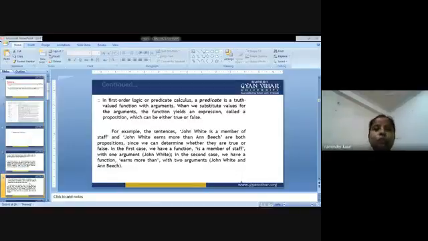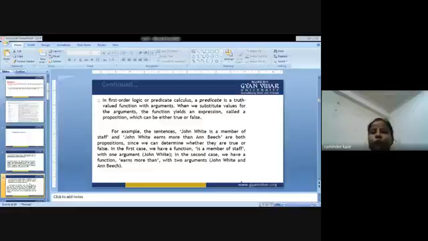So a predicate is a truth-valued function with arguments. When we substitute values for the arguments, the function yields an expression called a proposition. Yes, you have studied propositions, which can be either true or false based on certain conditions. For example, is given here, you can have a look at the same. The sentences 'John White is a member of staff' and 'John White earns more than Anne Beach' are both propositions, since we can determine whether they are true or false.